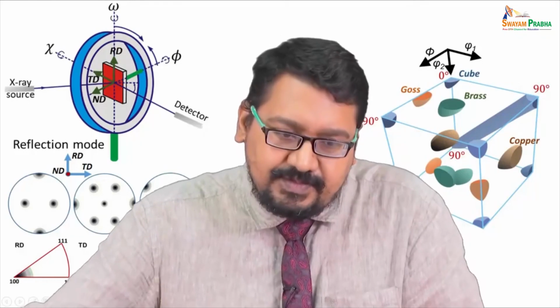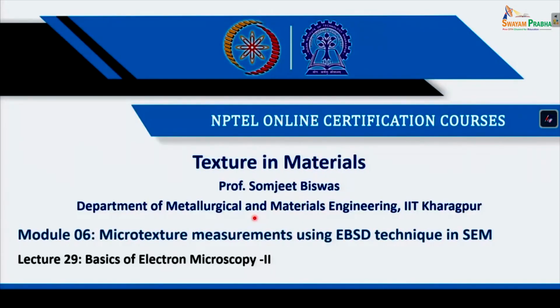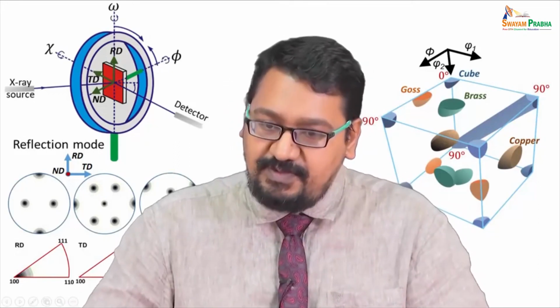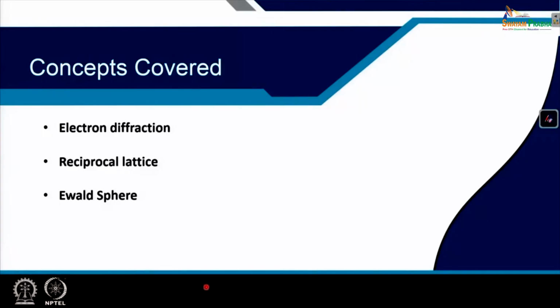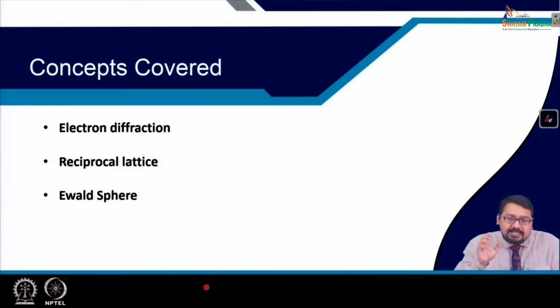Good afternoon everyone, and today we will start with module 6 again, microtexture measurement using EBSD technique in SEM, and we will continue with the understanding of basics of electron microscopy. So, this is basics of electron microscopy part 2. The concepts that are covered in this lecture are the electron diffraction techniques, the formation of reciprocal lattices and how it looks like, a little bit of information about the Ewald sphere construction.